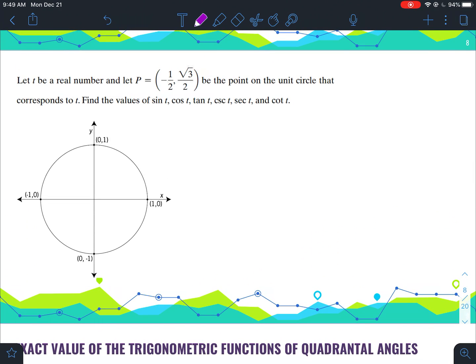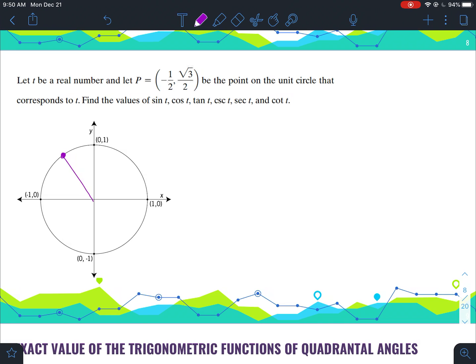All right, so let P be equal to negative 1/2, square root 3 over 2, a point on the unit circle that corresponds to T. Find the values of sine T, cosine T, tangent T, cosecant T, secant T, and cotangent T. All right, so we are at negative 1/2 for x. So we're right here, and then square root 3 over 2. So we'll be right here.